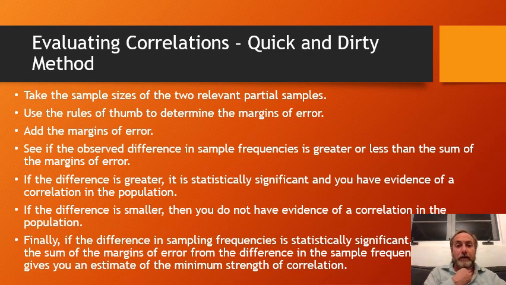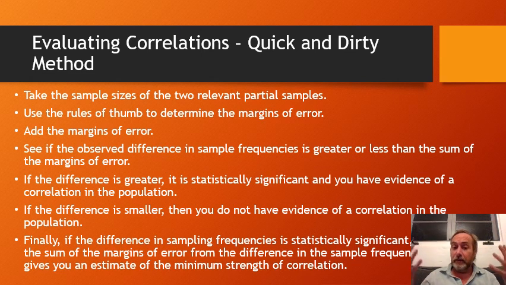Okay, so evaluating correlations, a quick and dirty method. Here's another thing you could do. You could take the sample sizes of the two relevant partial samples. Recall, we had a sample of 600, but when we're calculating margins of error and trying to evaluate a correlation, for the 500 red, we used 500 to look up on our table for a margin of error, and then for the 100 non-reds, we used 100 to look that up on our table, right? And then you use those rules of thumb, add the margins of error together, and then see if the observed difference in sample frequencies is greater or less than that sum of the margins of error.